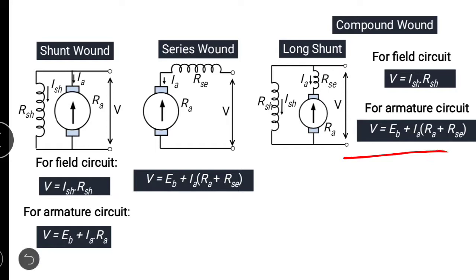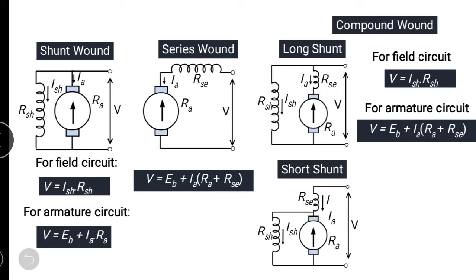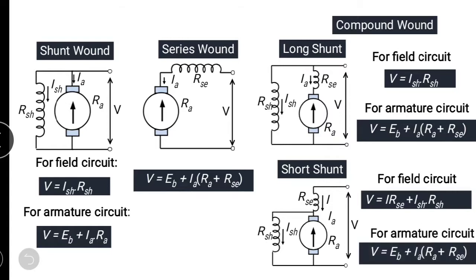And if we move on to the short shunt, this is the basic construction of the short shunt. The voltage equation for the field circuit is V equals IA RSE plus ISH RSH, and for the armature circuit V equals EB plus IA RA plus RSE. This question was asked in the question papers of 2018 and 19.